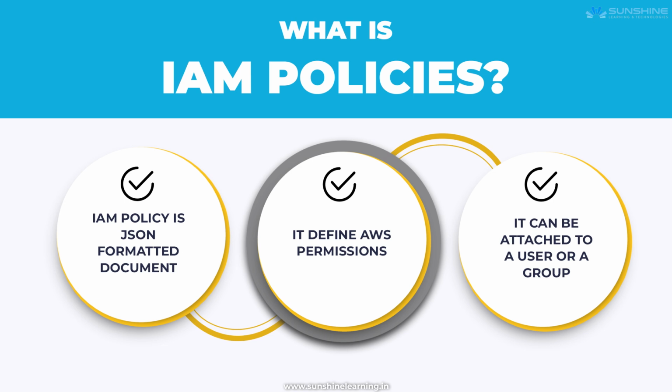However, in case you want to create a custom policy for a specific job functionality, you can write your own policy, but that has to be written in the JSON format. An IAM policy also defines AWS permissions. It can be attached to a user or it can be attached to a group as well.